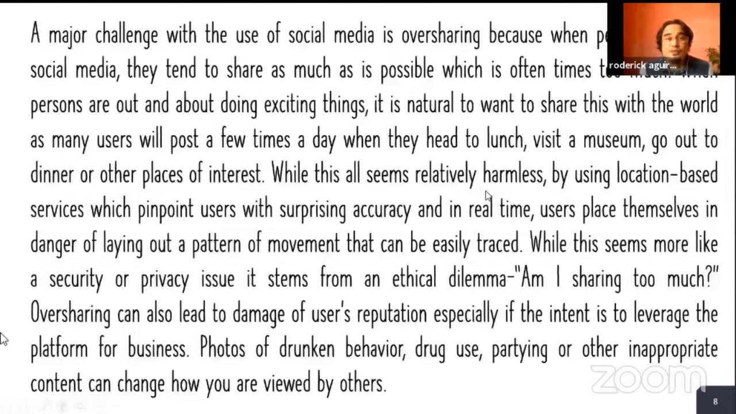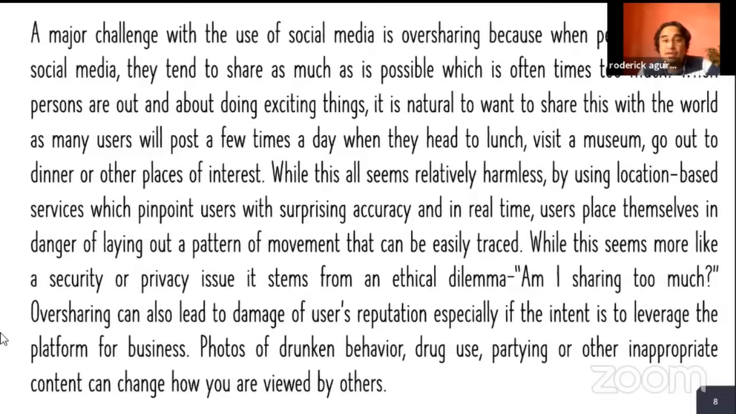A major challenge with the use of social media is oversharing, because when persons share someone else's content, that's against the privacy of the person too, and we need to seek permission if we share a post of another person to our post or to other social media platforms. We need to seek permission, so if not, we can be sued for cyberbullying.